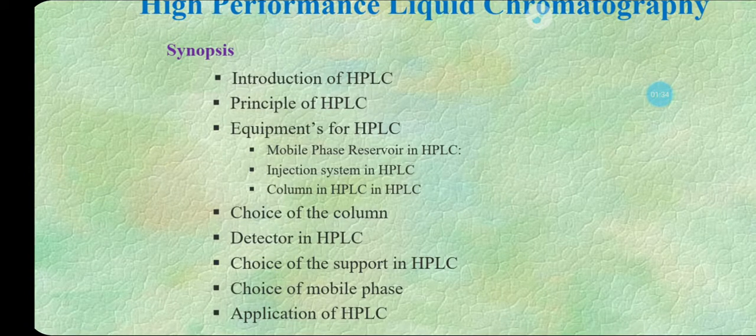The syllabus included in this chapter is introduction to the HPLC, principle of HPLC, then equipment of high performance liquid chromatography. In equipment there will be three main parts, that is mobile phase reservoir, sample injection system, and the third important part is columns in HPLC.